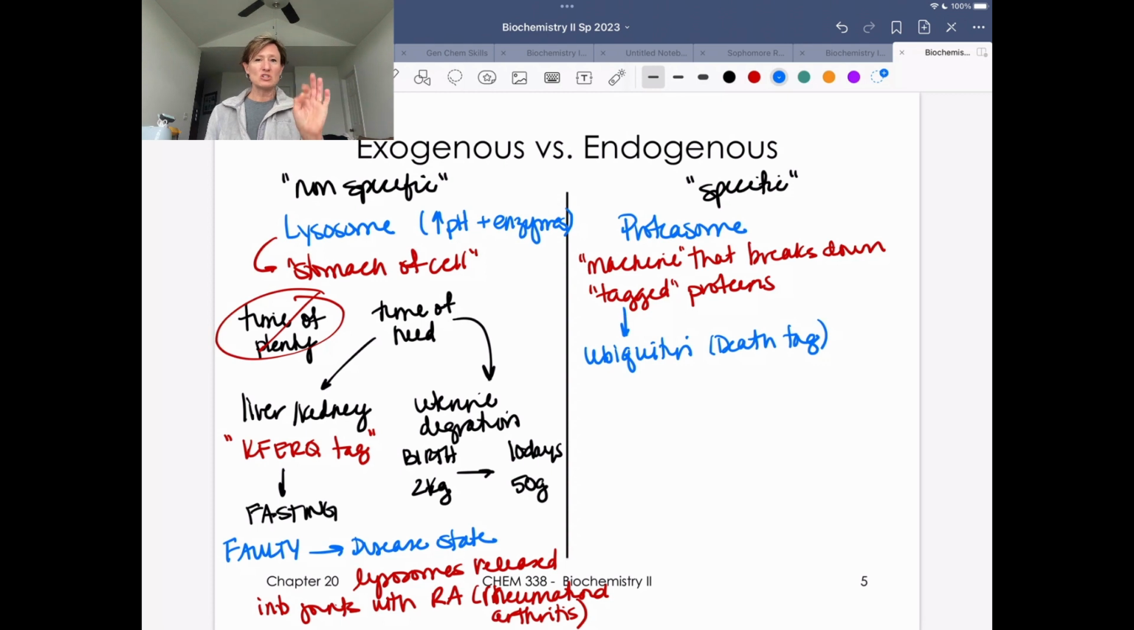Well, if you are a protein that gets a ubiquitin slapped on it, that basically means that you are going to be trafficked to the proteasome to be pulled inside. And again, this is a protein machine that selectively breaks down proteins that are tagged with ubiquitin.